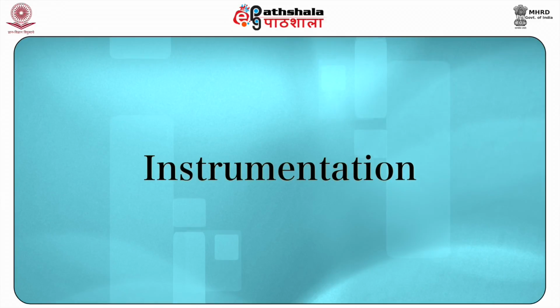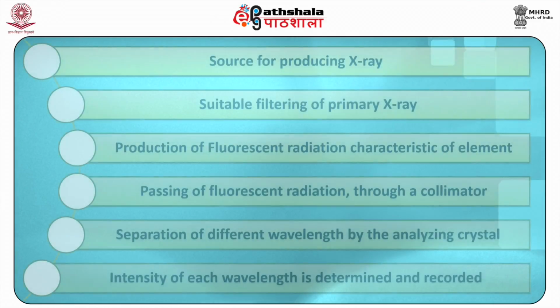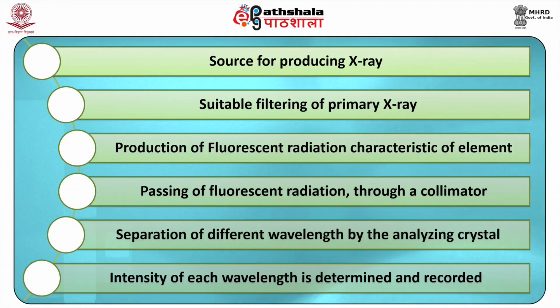Instrumentation. Source for producing X-rays. Suitable filtering of primary X-rays. Production of fluorescent radiation characteristic of the elements present when the sample is hit by the beam. Passing of fluorescent radiation through a collimator. Separation of different wavelengths by the analyzing crystal. The intensity of each wavelength is determined and recorded using a synchronized detector which rotates in an arc around the analyzer to cover different angles for different elements present in the sample.